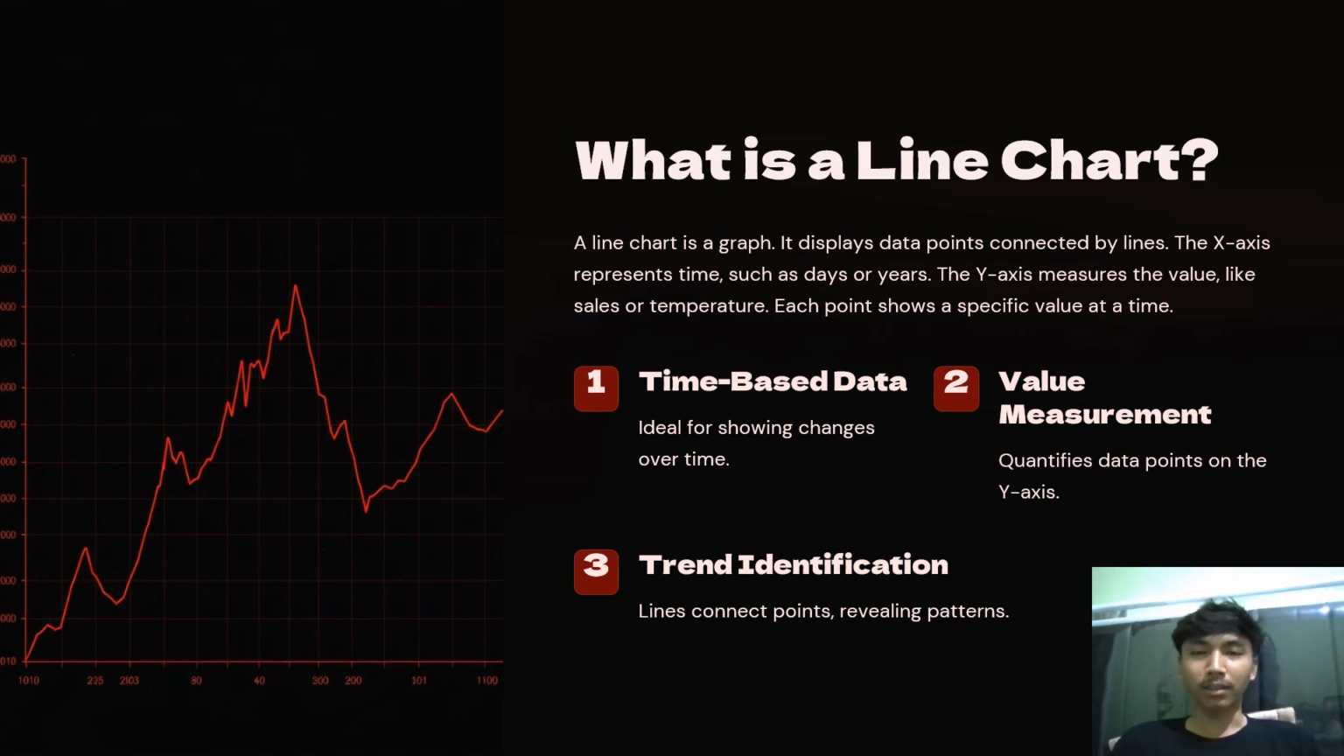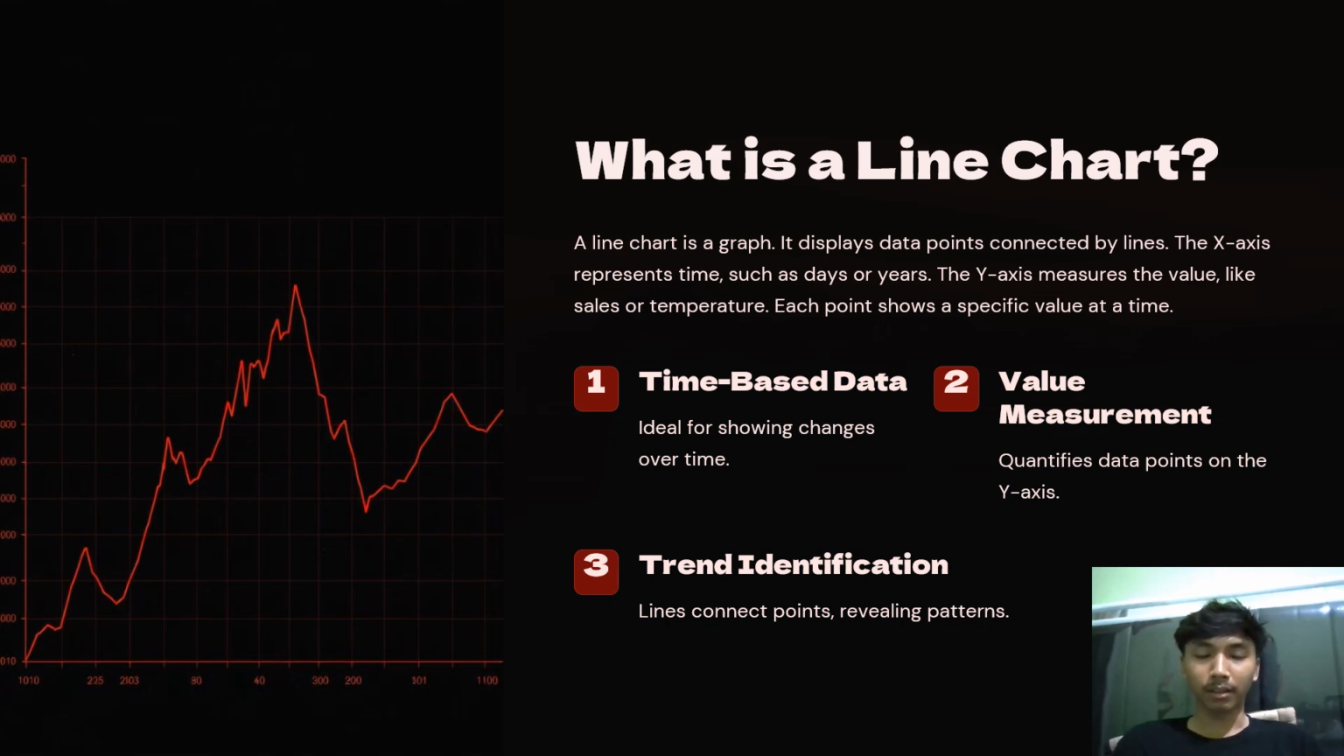And what is the line chart? Line chart is a graph. It displays data points connected by lines. The x-axis represents time, such as days or years. The y-axis measures the value, like sales or temperature. Each point shows a specific value at a time.